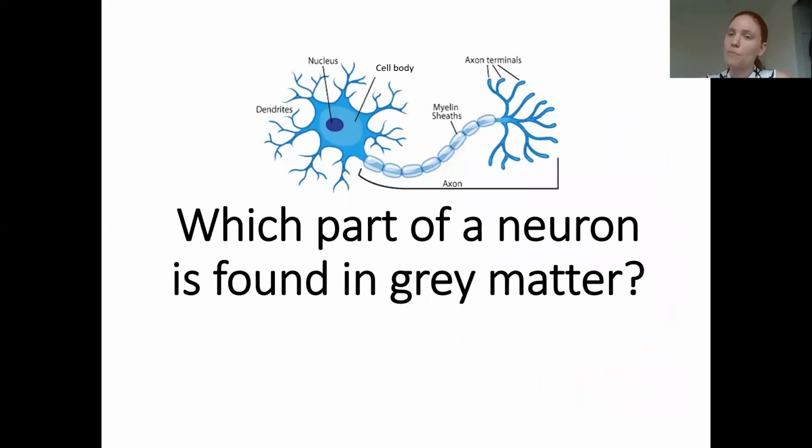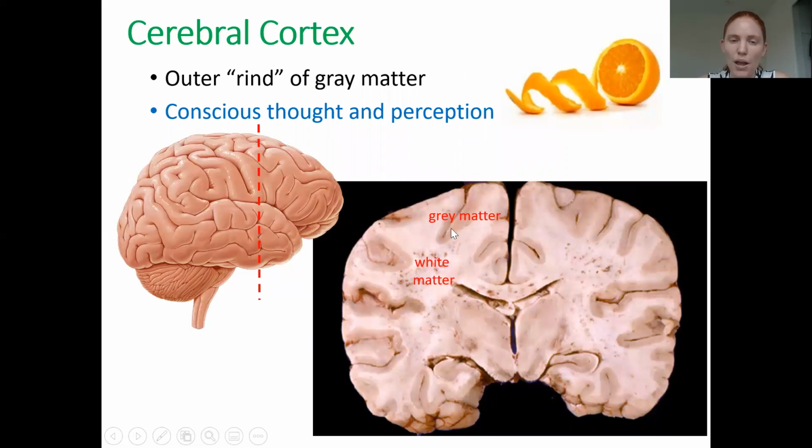So remembering back to the nervous system overview lecture, which part of the neuron was found in the gray matter of the brain? Okay, so your 2 choices are cell body, which is this region here, or axons. Which one has the gray matter? Cell bodies. So these cell bodies plus the dendrites coming off of them, the receiving areas here, are going to be found in the gray matter. And remember that the gray matter is called gray matter just because of the color. It has a darker color.